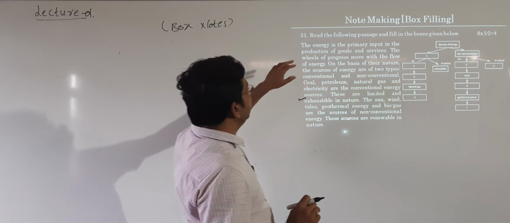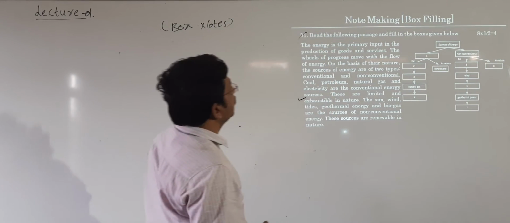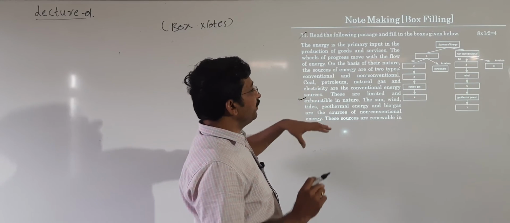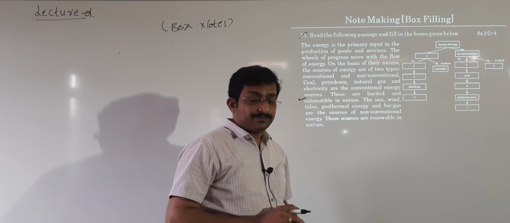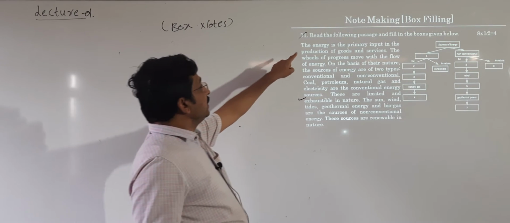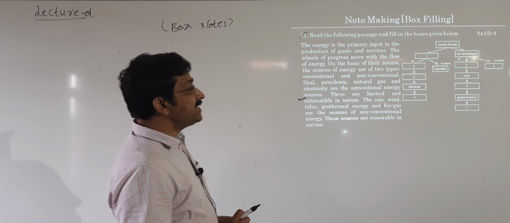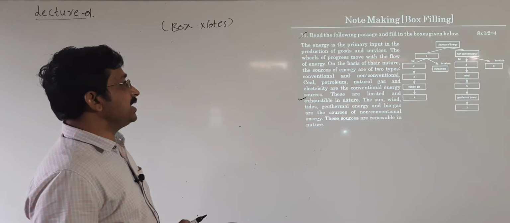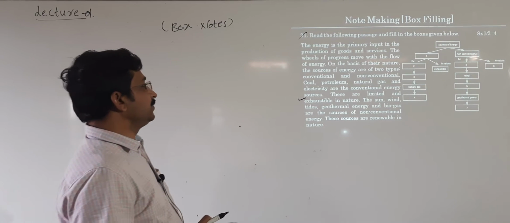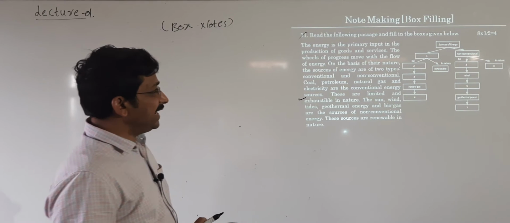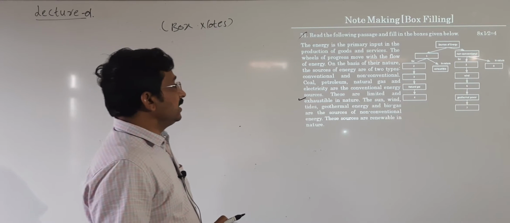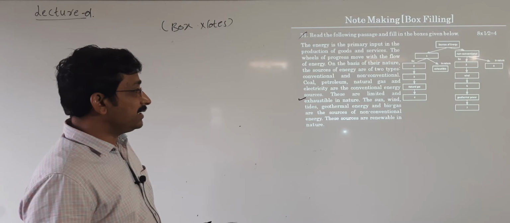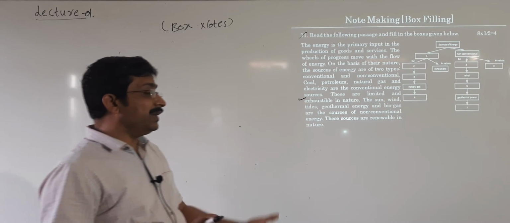What is given here? Here it is given, read the following passage and fill in the boxes given below. There are 8 boxes, I will explain, and before solving this question, we have to read this passage as I said. Here, the energy is the primary input in the production of goods and services. The wheels of progress move with the flow of energy. On the basis of their nature, the sources of energy are of two types, conventional and non-conventional. Coal, petroleum, natural gas and electricity are the conventional energy sources. These are limited and exhaustible in nature. The sun, wind, tides, geothermal energy and biogas are the sources of non-conventional energy. These sources are renewable in nature, as we know.